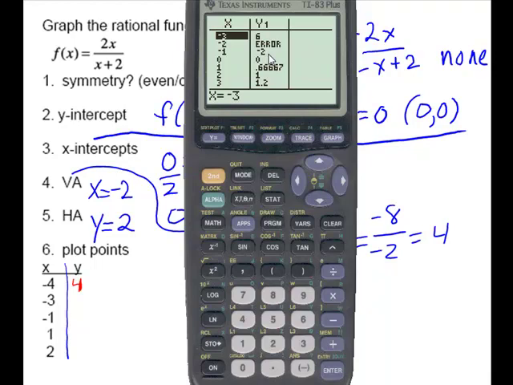1 goes with 0.666. That is 2/3. 2 goes with 1. And my first one I did by hand. Let's verify and make sure I didn't make a math error. -4 goes with 4. All right, we'll graph it by hand and then we'll pull the calculator back up and make sure our picture looks right.